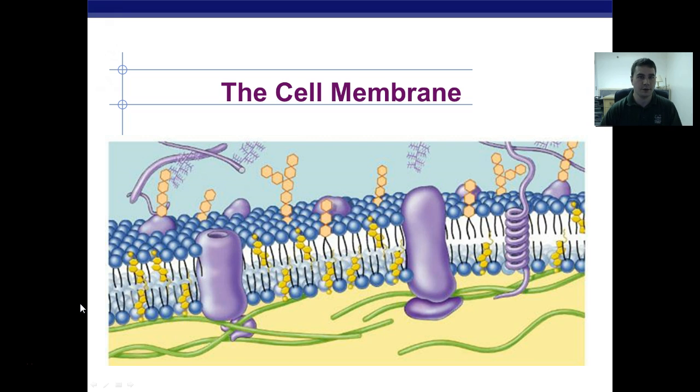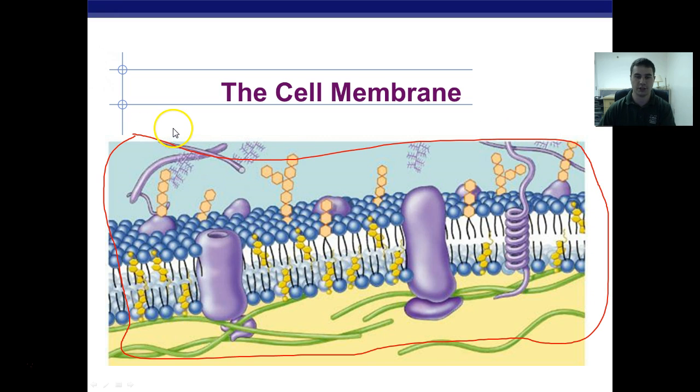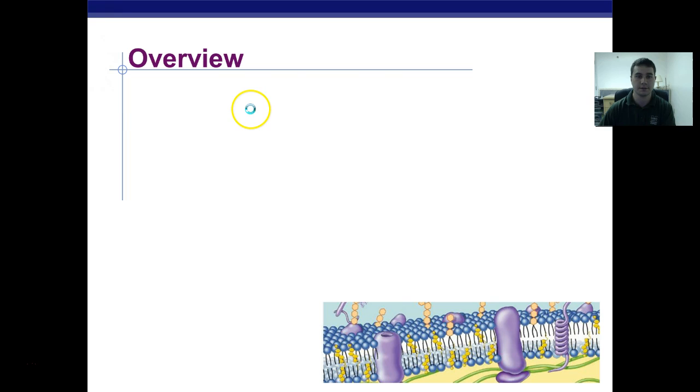So, we've talked about in previous videos, the most recent video about solutions and how solutions affect living cells. This video is going to be talking about cell membranes themselves and how they're structured. You can see right here in this image what an actual cell membrane looks like if you take a look at it on a subcellular basis.